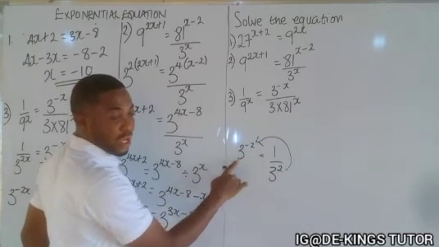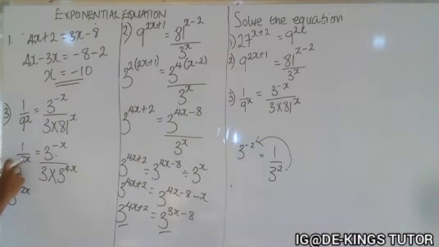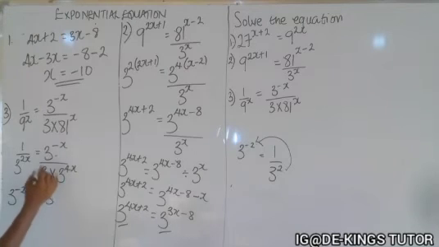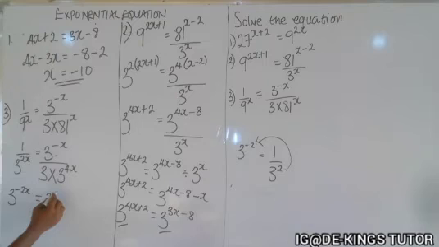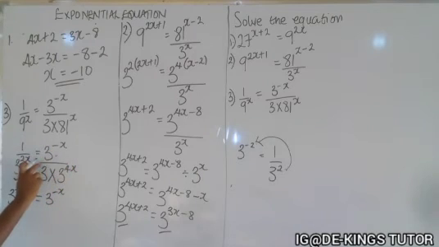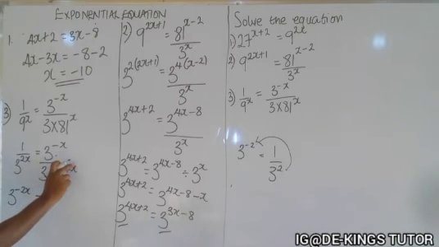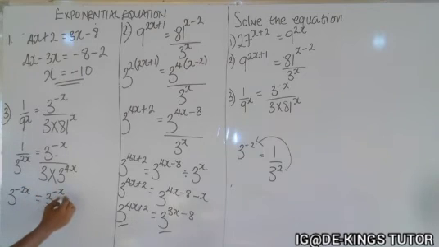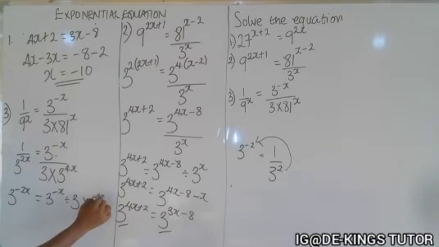Now equal 3 raised to the power minus x here, and this line is division. If it is division, we have divided by 3 times 3 raised to the power 4x. So at this point, let us simplify. We have 3 raised to the power minus 2x equals 3 raised to the power minus x, divided by, and at this point there's multiplication first.